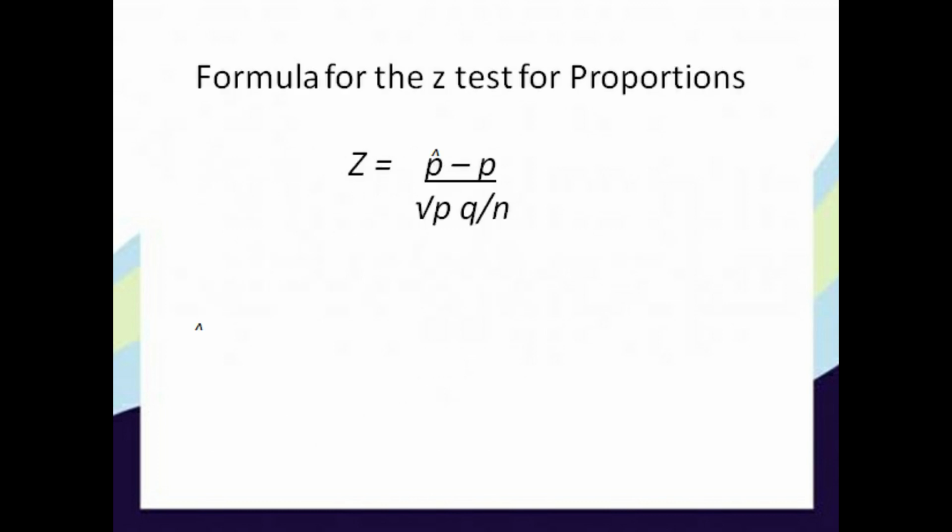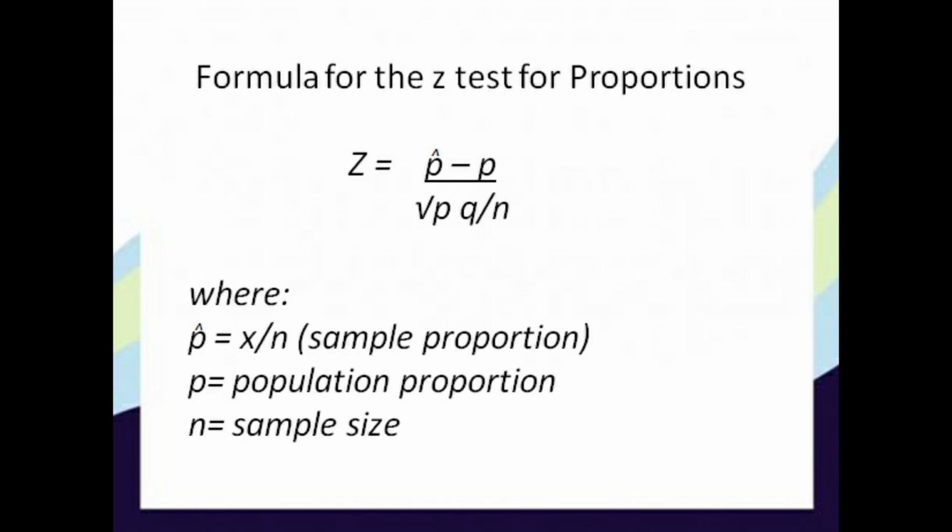Now this is the formula for the z-test for proportions. z is equal to p hat minus p over the square root of pq over n, where p hat is equal to x over n, or the sample proportion, p is the population proportion, and n is the sample size.